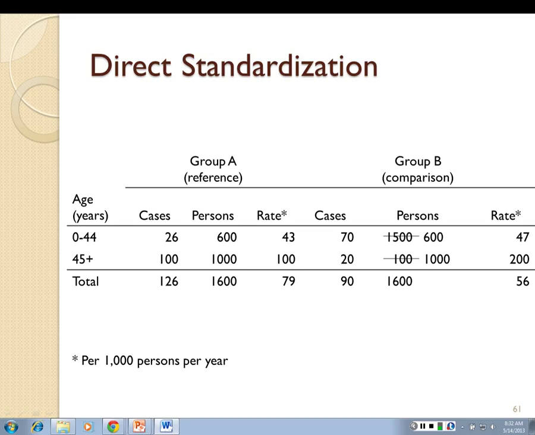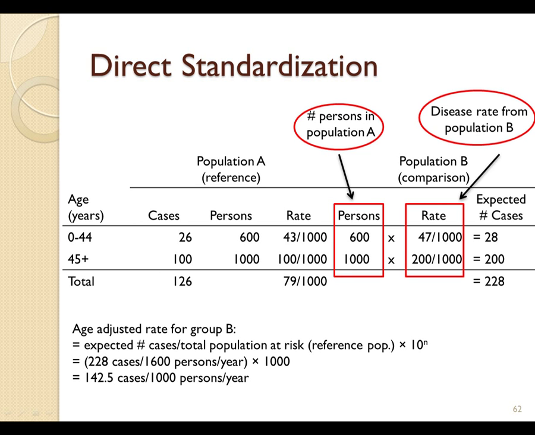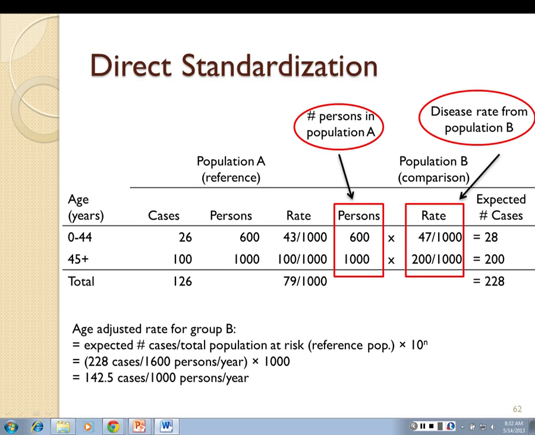So first, let's say that population B has the identical age distribution as population A, with 600 individuals that are 44 and under and 1,000 individuals that are 45 and older. To convert the comparison population to the distribution of the reference population, we multiply the crude rates from the comparison population, which is population B, by the number of people seen in the reference population.